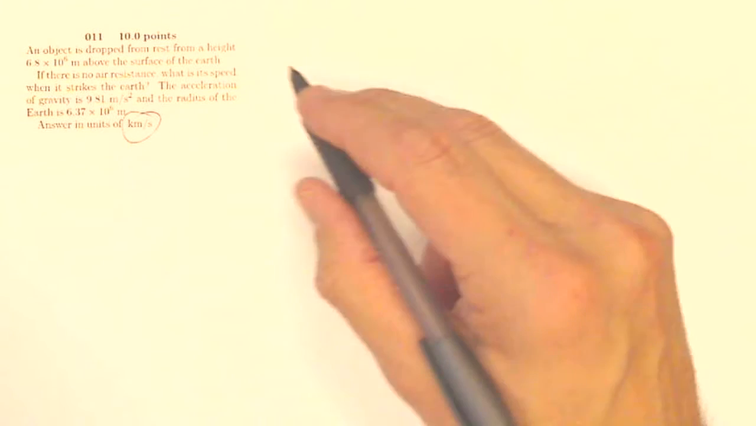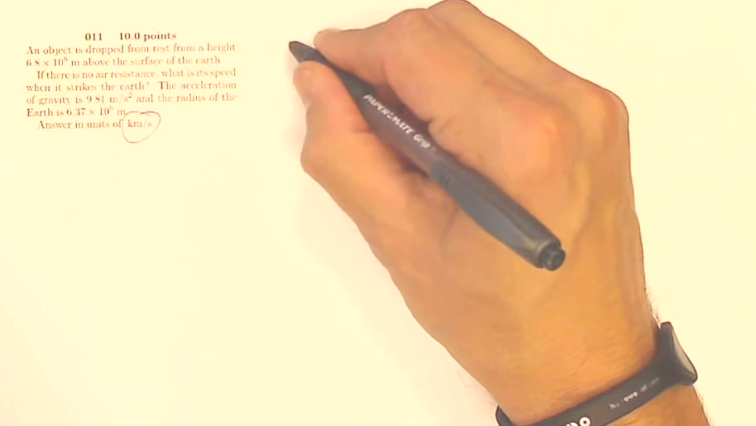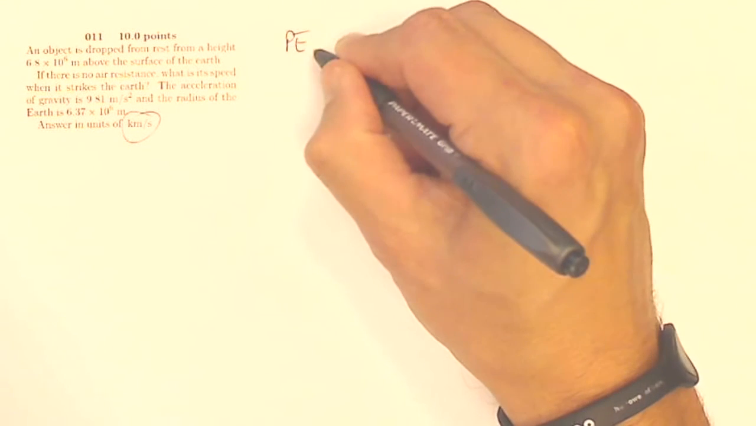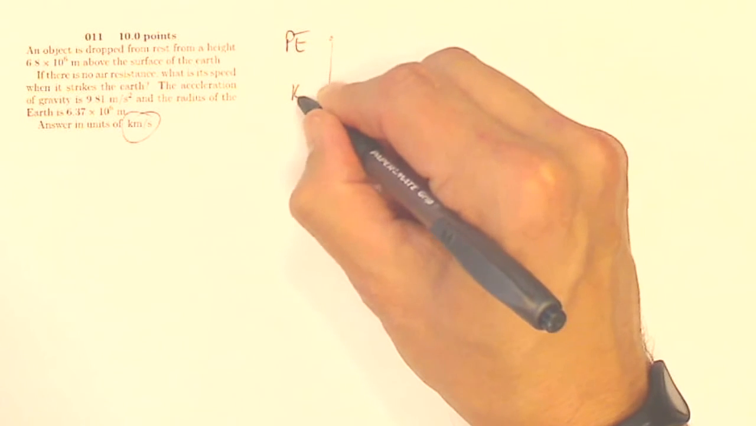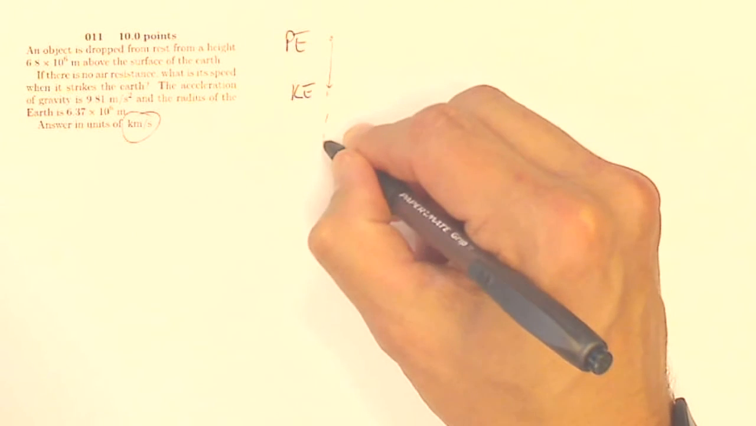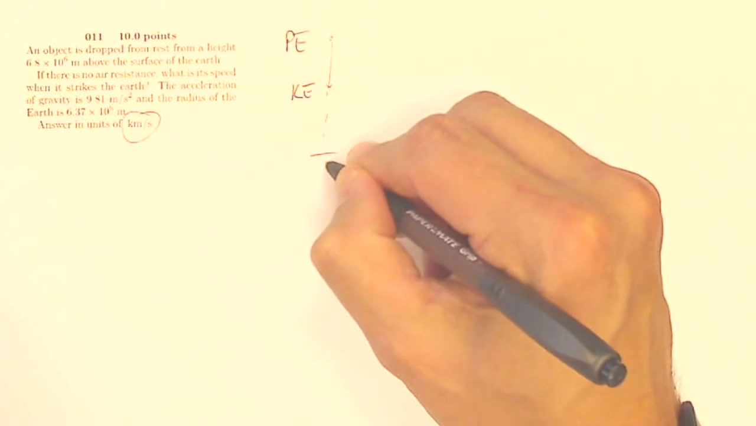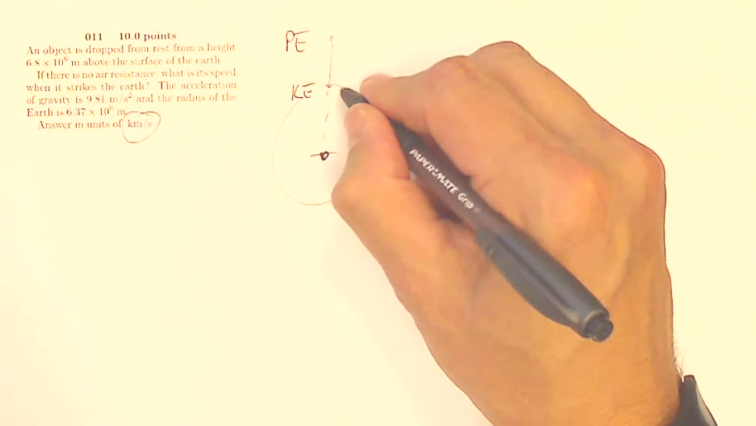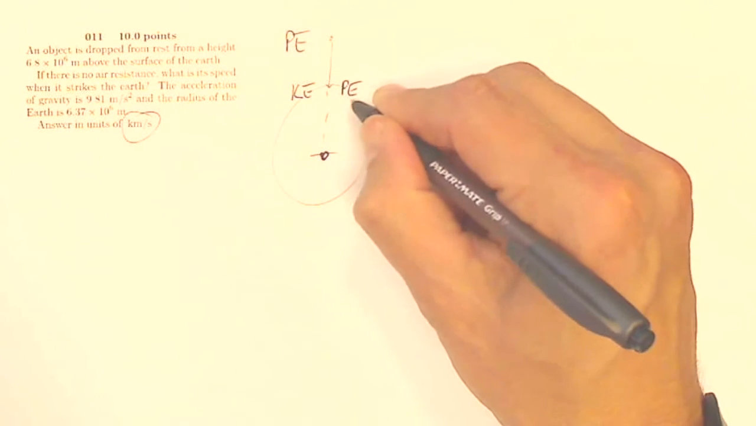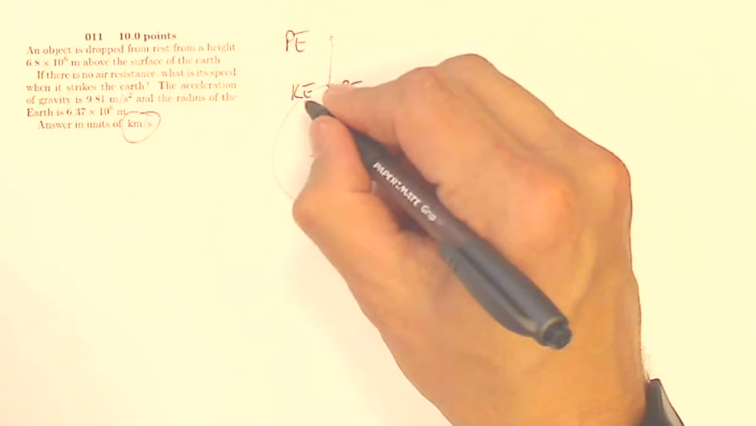So what I have is an object that starts off with some potential energy, and then I'm going to drop it, and it's going to turn into some kinetic energy. But since I'm doing this above the surface of the Earth, above the center of the Earth, when it hits the surface of the Earth, it's still got some universal potential energy of gravity here. So these two together equal this one up there.